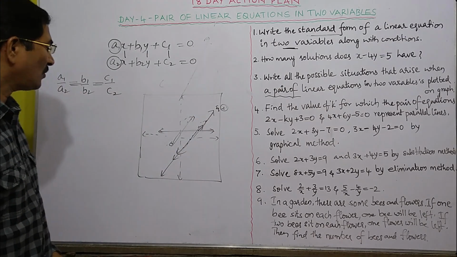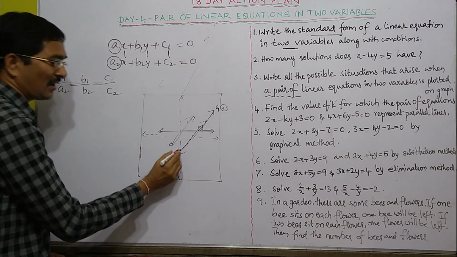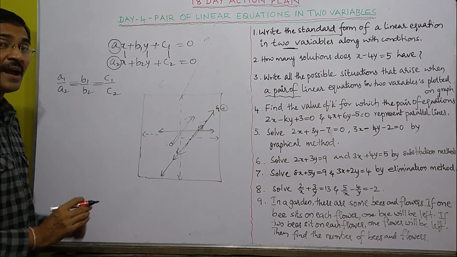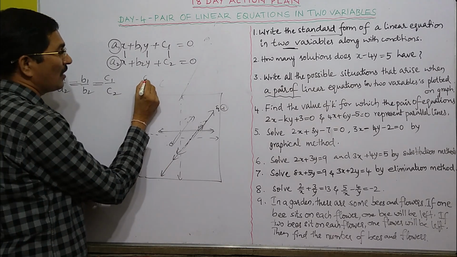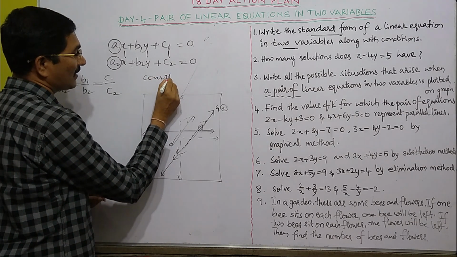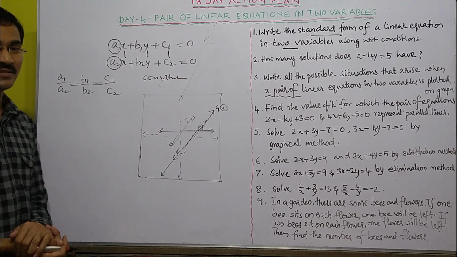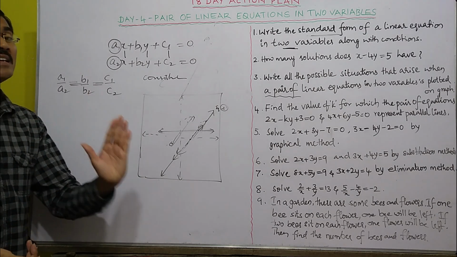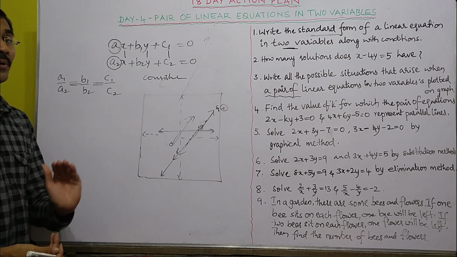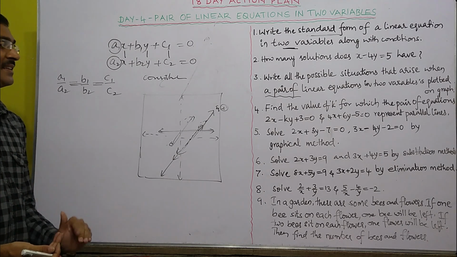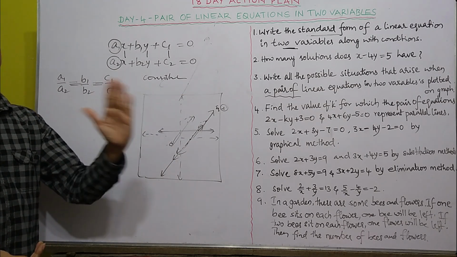Wonderful life. So in this case, when a1 by a2 is equal to b1 by b2 is equal to c1 by c2, the lines are coinciding lines and there are infinitely many solutions. And this pair of equations is called a consistent pair. Consistent pair. Why? They have some solution. If there is no solution, we say inconsistent, not stable, not giving a proper solution. That is inconsistent. Because they are giving infinitely many solutions, we call it a consistent pair.